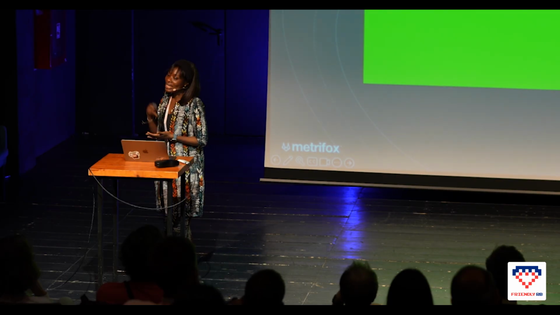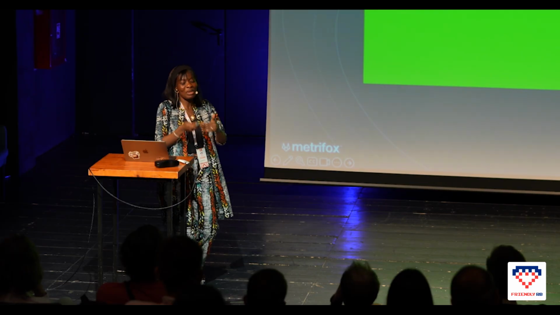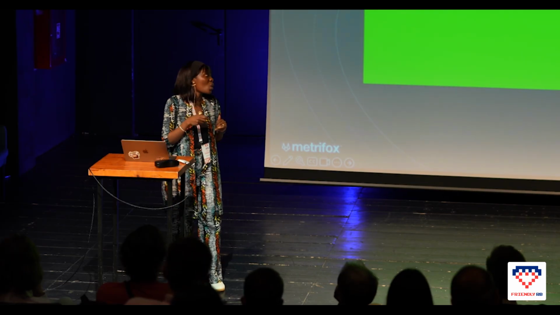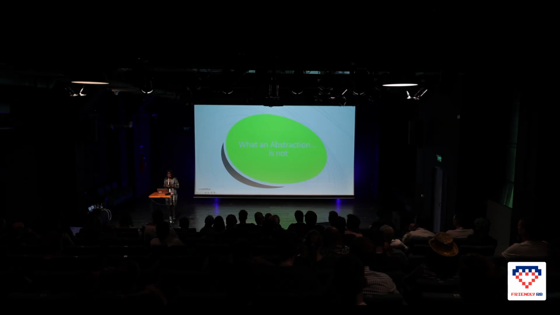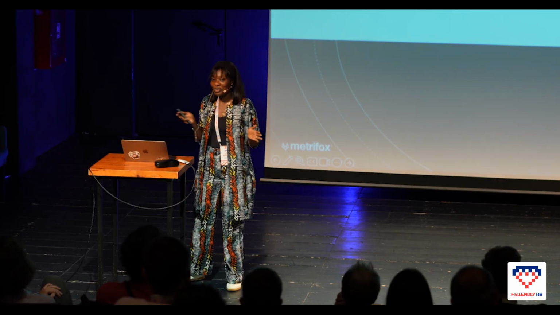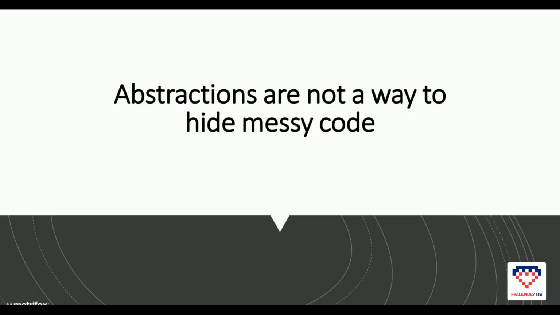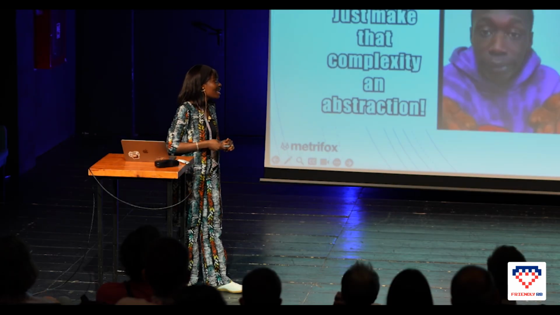So in order to be able to identify what an abstraction really should be or really is, maybe it does help to talk about what an abstraction is not. First of all, abstractions are not a way to hide messy code. We've all been there, right? Where something is very difficult to understand, and instead of cleaning it up, we just chuck it into a class somewhere, and it becomes an abstraction.